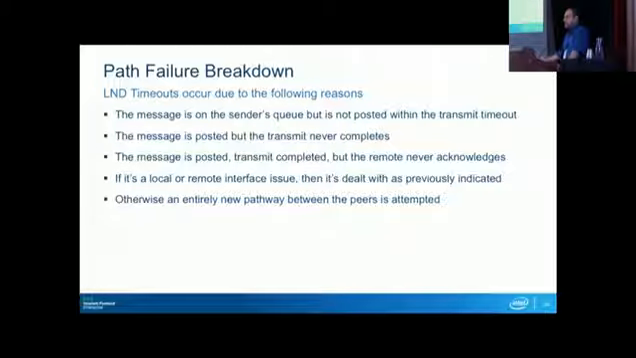We know that the message was sent, but there could be a problem either somewhere in the switch, a router, or something that's preventing the message from reaching the other side. The message is posted, and the transmit completes, so we know that it got received, but the remote never acknowledges with an LND message. In this case, we know that there's some problem with the remote, and we're going to handle it as if it's a remote failure, by trying a different interface.